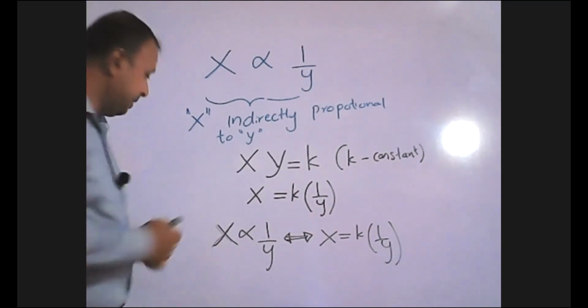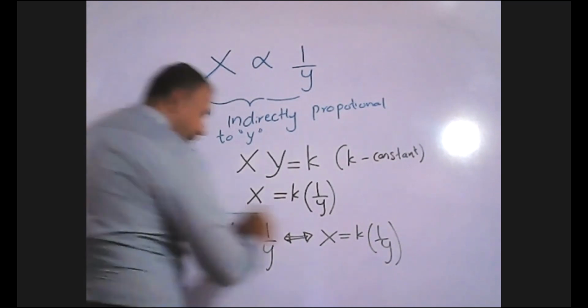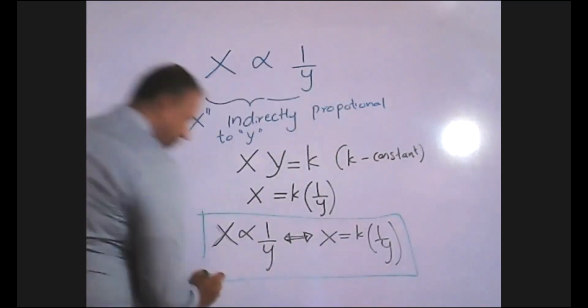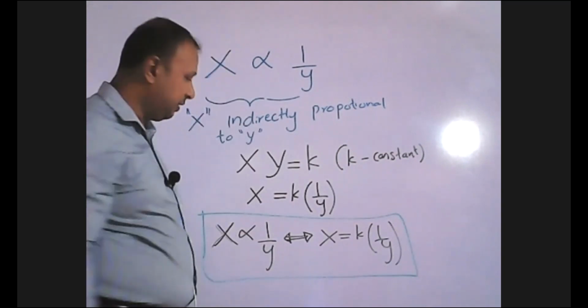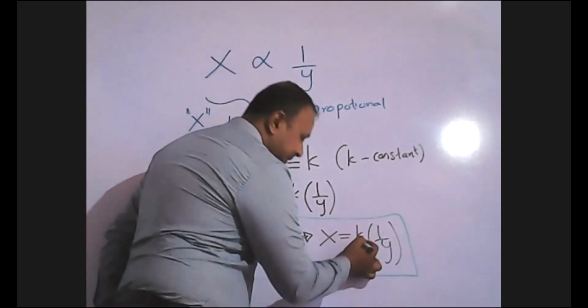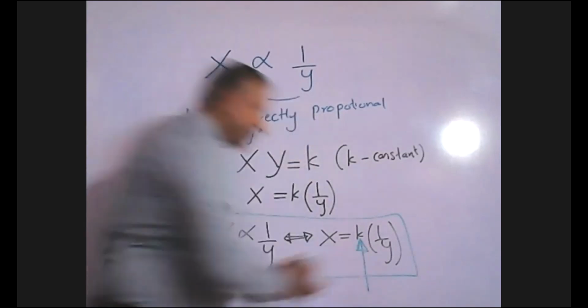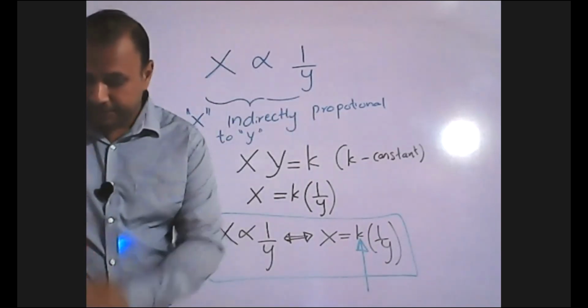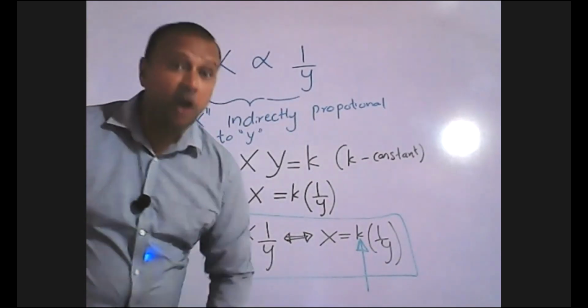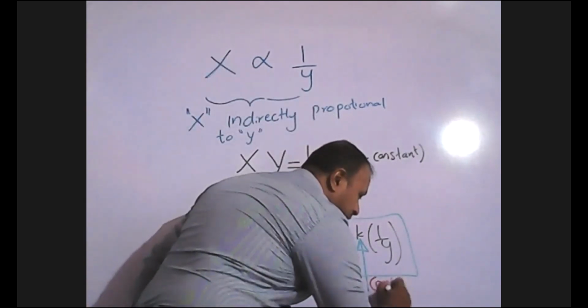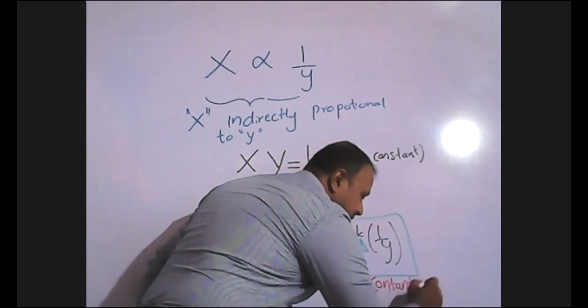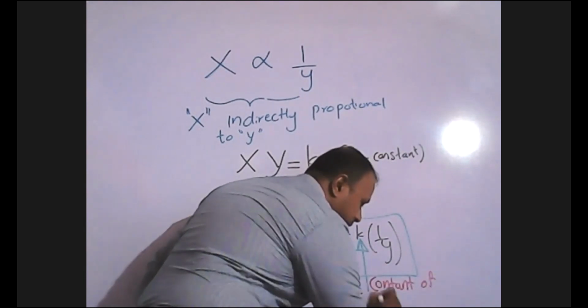So this is how I convert a relationship into an equation. This k symbol, this k mark, is the constant of proportionality.